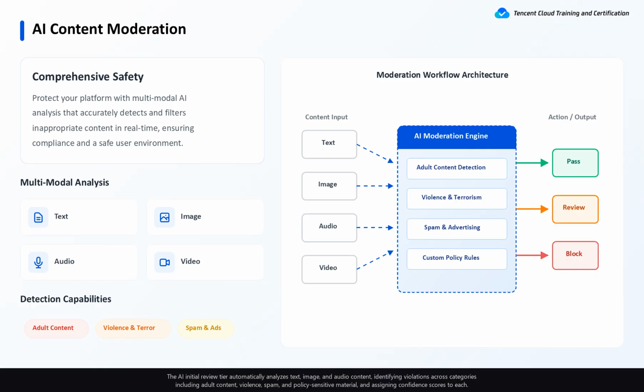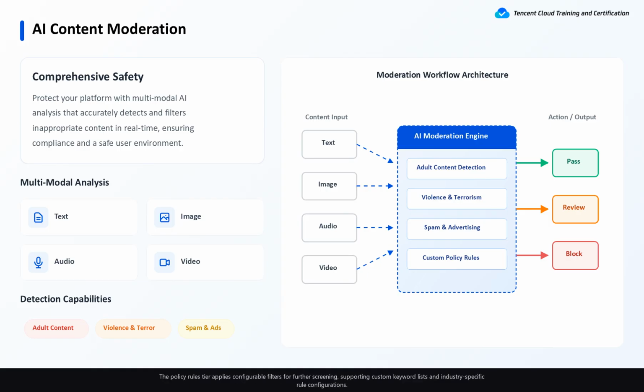The AI initial review tier automatically analyzes text, image, and audio content, identifying violations across categories including adult content, violence, spam, and policy-sensitive material, and assigning confidence scores to each. High-confidence clear violations are blocked immediately. Low-confidence ambiguous content is passed to the next tier.